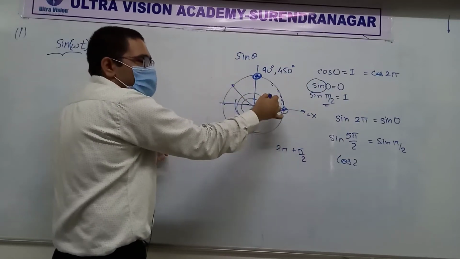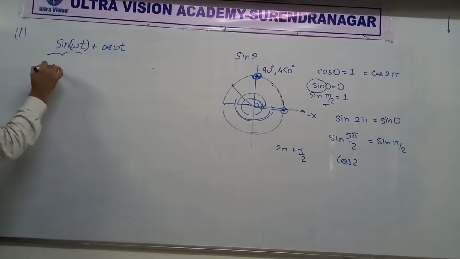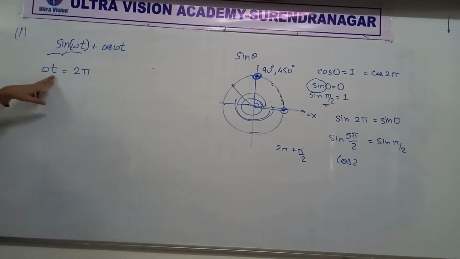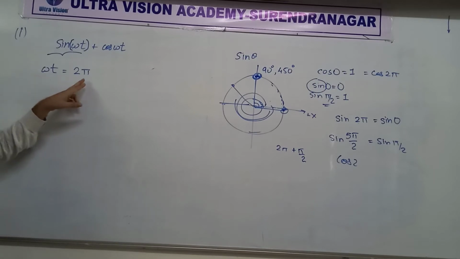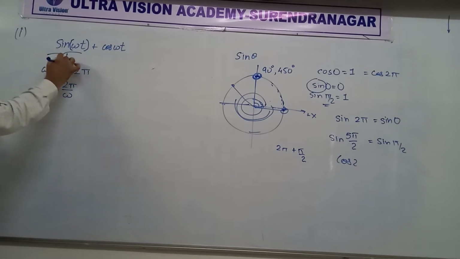After 2 pi it's a repeat. Okay, so it would mean that it would repeat itself after this much gap, omega t equal to 2 pi. So that would mean it would repeat itself after a time t equal to 2 pi by omega. That's for this term.